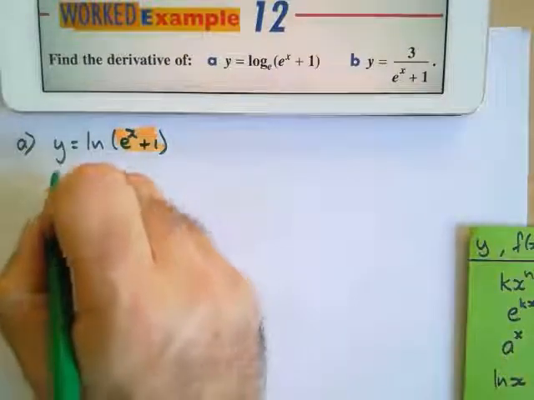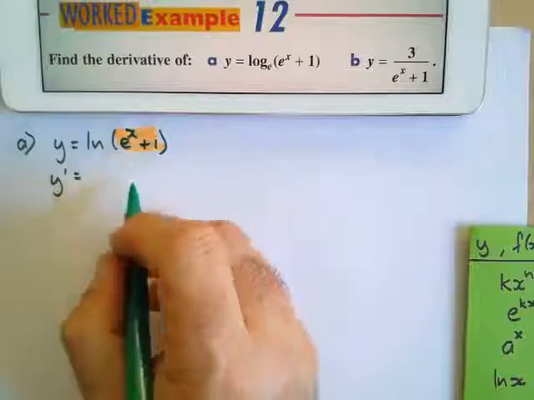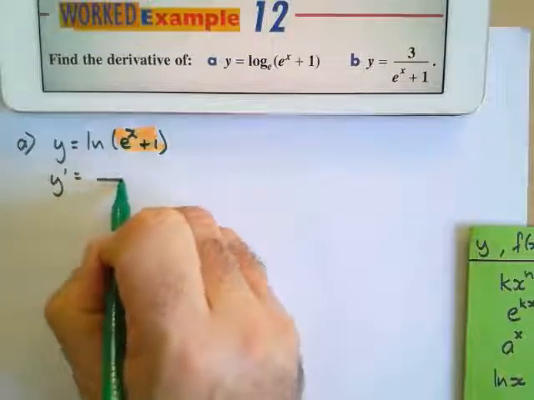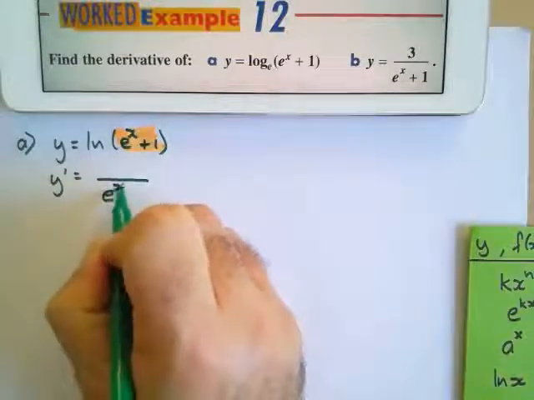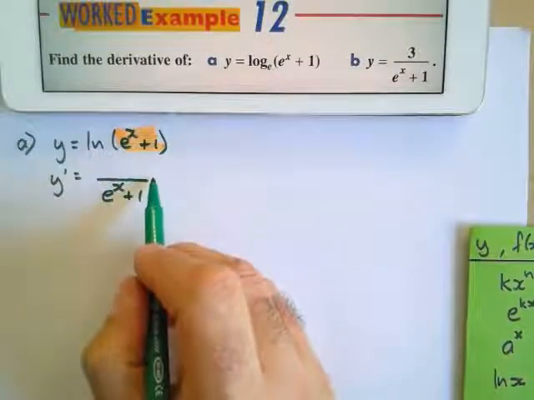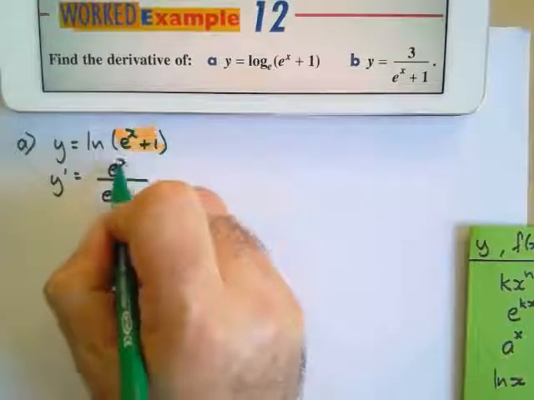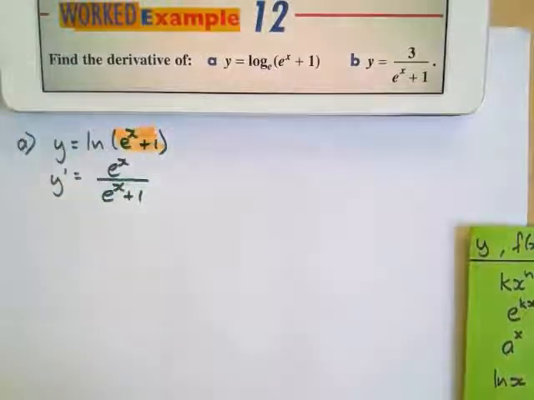So what I'm going to do is I'm going to say the derivative of y equals the ln of something is 1 over that something multiplied by the derivative of that. And the derivative of e^x plus 1 is just e to the power x. That is my answer. I can't simplify that any further.